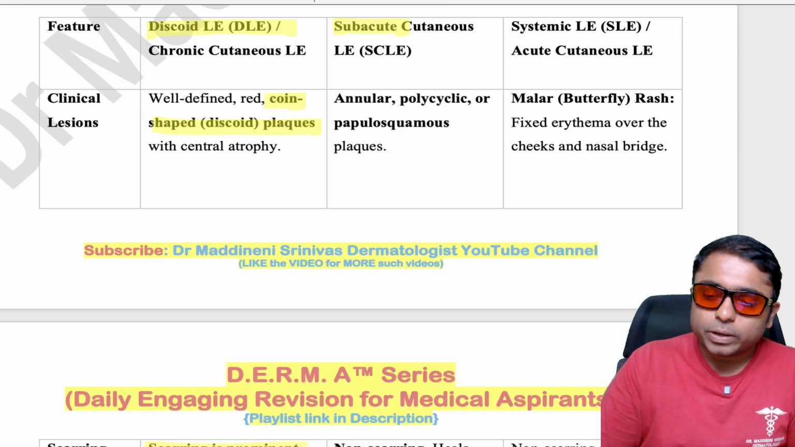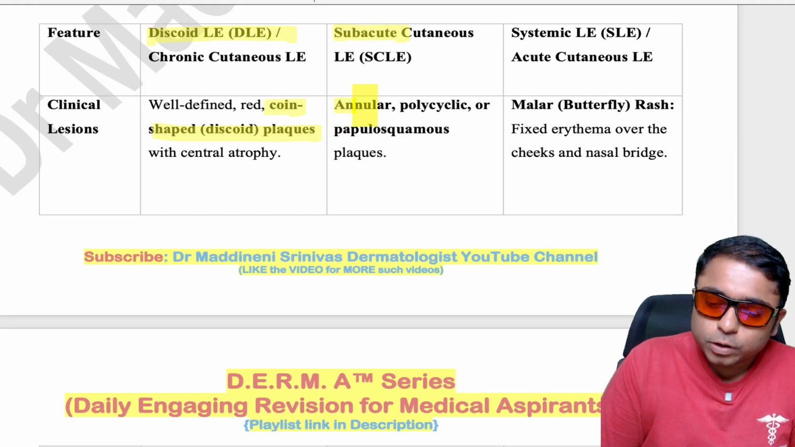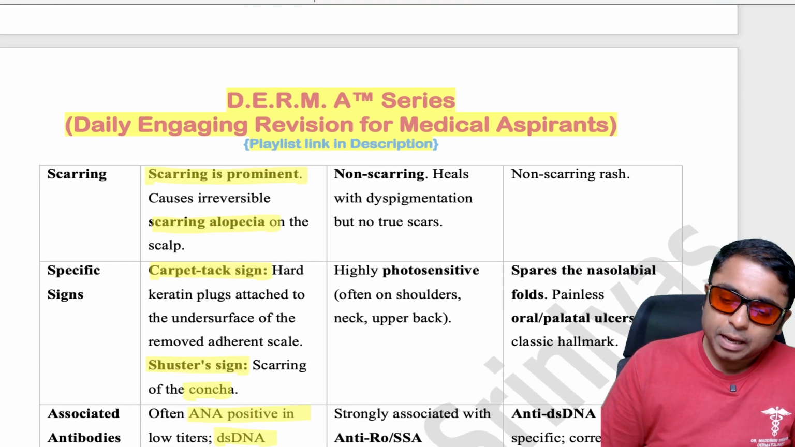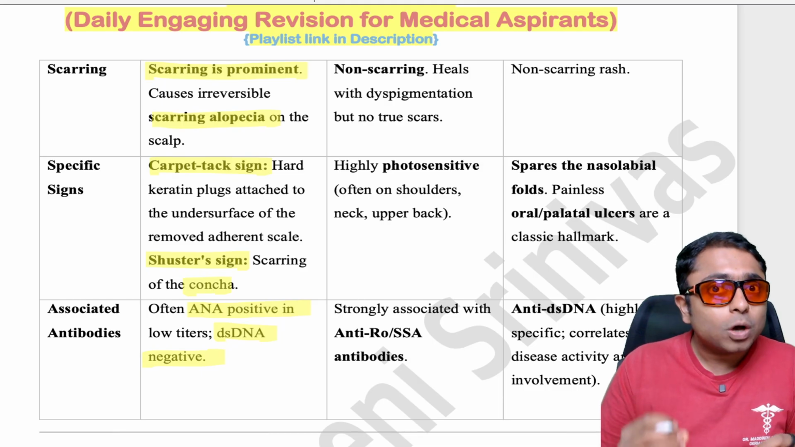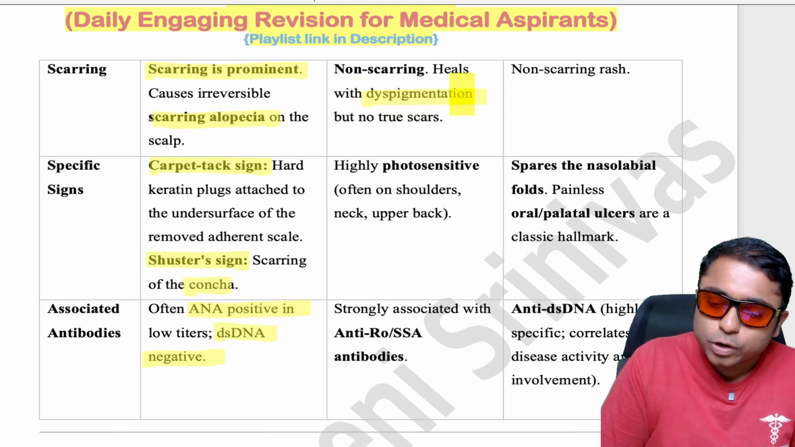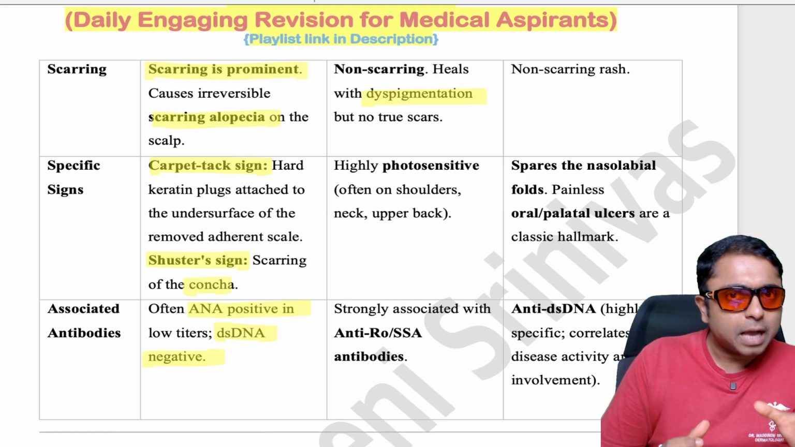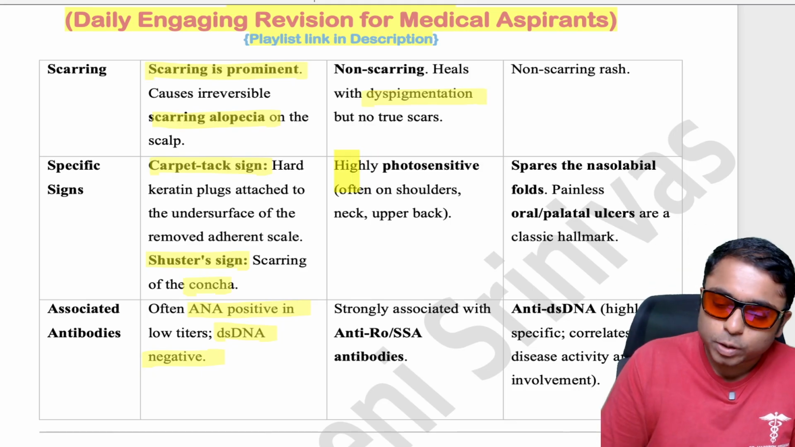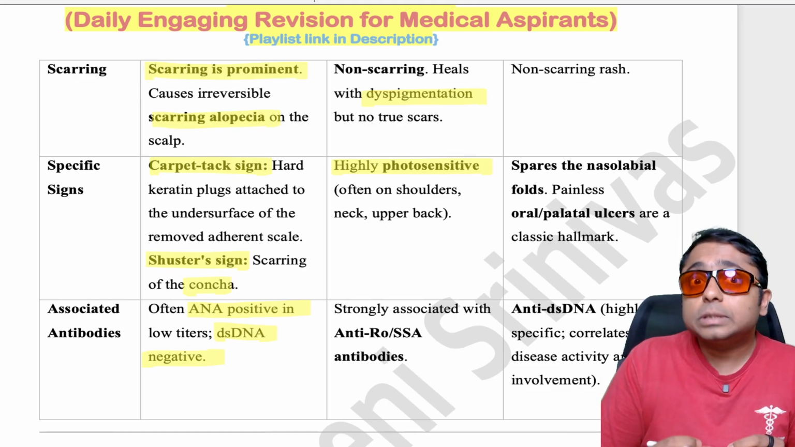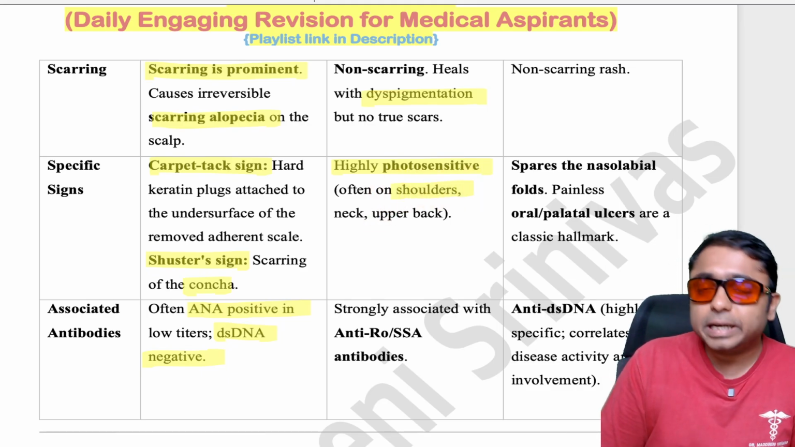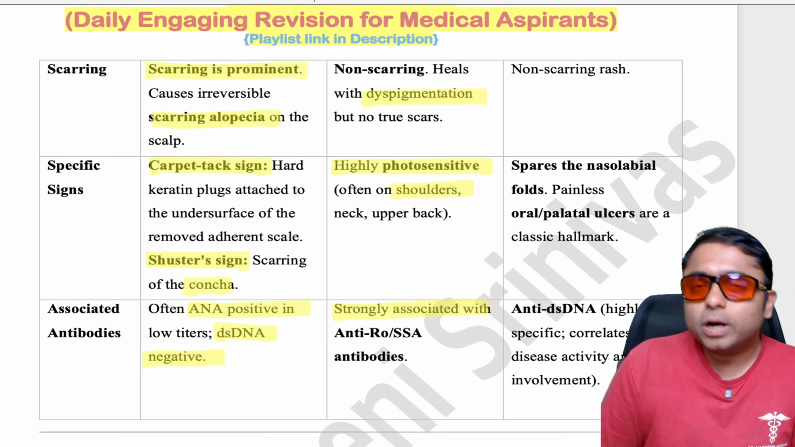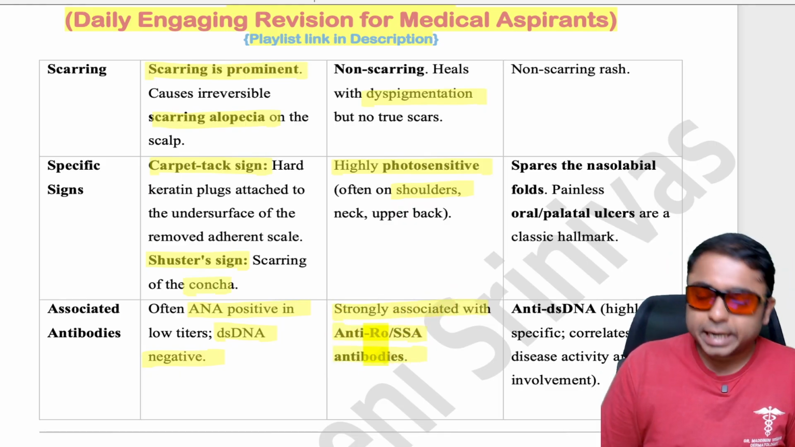Coming to the subacute cutaneous lupus erythematosus, it presents as annular polycyclic or papulosquamous lesions. So it is going to mimic psoriasis, we can say. In these patients there are non-scarring lesions and healing occurs with dyspigmentation. It can have both hyperpigmentation as well as depigmentation, and there is no scarring. That is important to remember. The patients have photosensitivity, a very important symptom, which is why lesions predominantly present on photo-exposed areas. And it is strongly associated with anti-Rho or SSA antibodies.